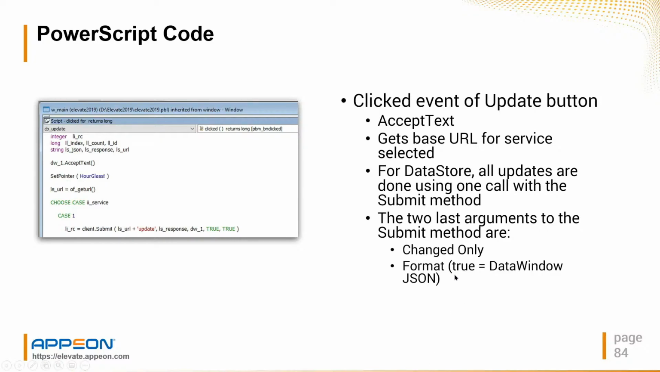And then the format is whether or not we're going to send plain or data window JSON. Remember, I said the PowerBuilder client can use both. And this is an example of where you could set this to false, and you would just be sending plain JSON to a client agnostic service. In this case, we're actually going to set it to true, though, because we do want to take advantage of the one pass for all the updates that the data store does support.